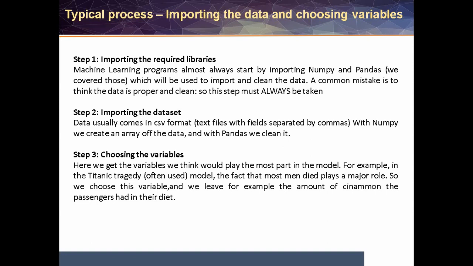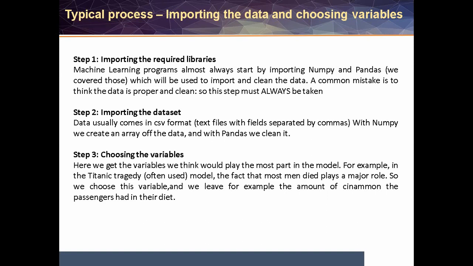So the third step is choosing the variables. This is very important, okay? Let's use the Titanic tragedy, which is very often used as a model, okay? As you know, most men died. Most people who died were guys. And then what happens is you get a CSV file with name, age, whether this person is a guy or a girl, and whether it's first class or second class. As you know, most people from first class didn't die, only the poor died, etc. So you already have a hint there.